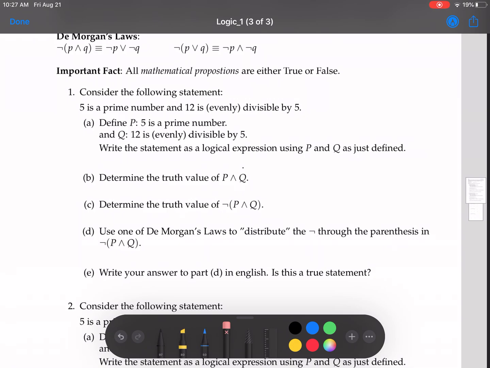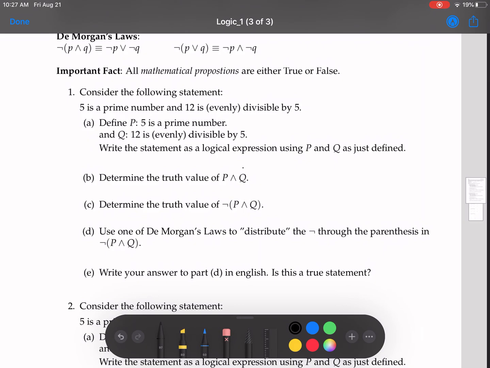All right, so we're looking at the following statement. 5 is a prime number and 12 is evenly divisible by 5. What I mean by 12 is evenly divisible by 5 is that when you divide 12 by 5, there is no remainder, right? So it goes in evenly. You can see that's false, right?